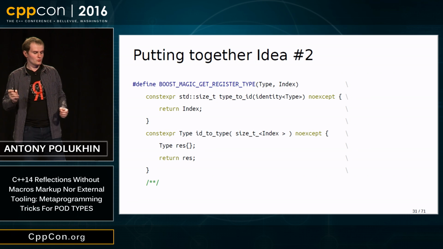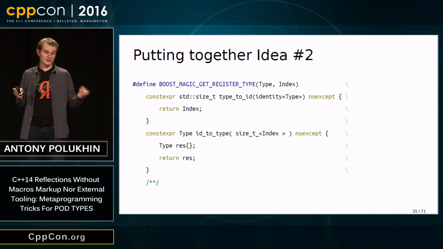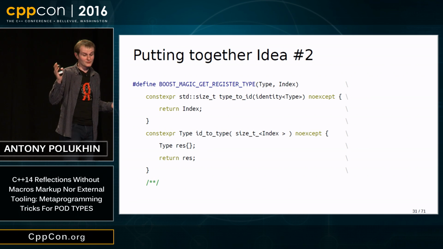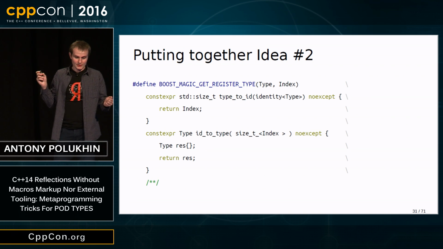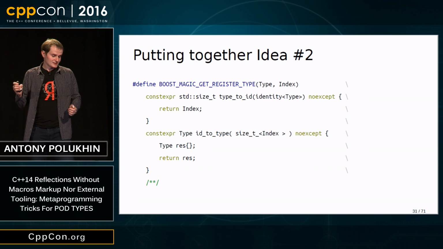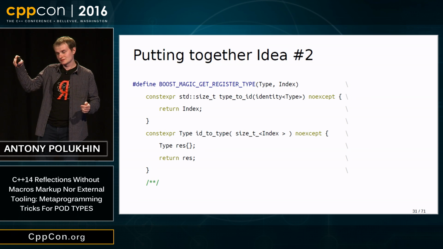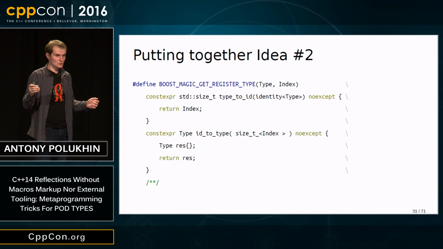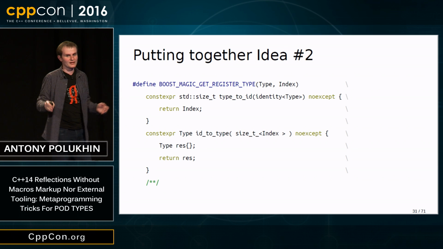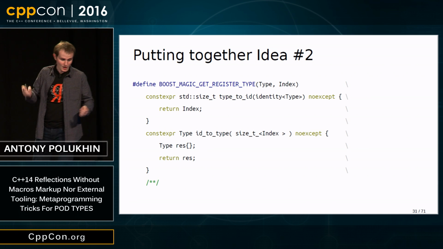Now, what does the macro do? It writes down two functions. The first function is type_to_id, that converts type to identifier. And the second function is id_to_type, that you already guessed what it does. It converts the identifier back to type. Here, identity is an empty structure, just used for metaprogramming. size_t_ is a std::integral_constant from std::size_t. It's an alias. You can see the same namings in the Boost metaprogramming library. It has, for example, int_, that is an integral constant from int. Here we get an integral constant from size_t.